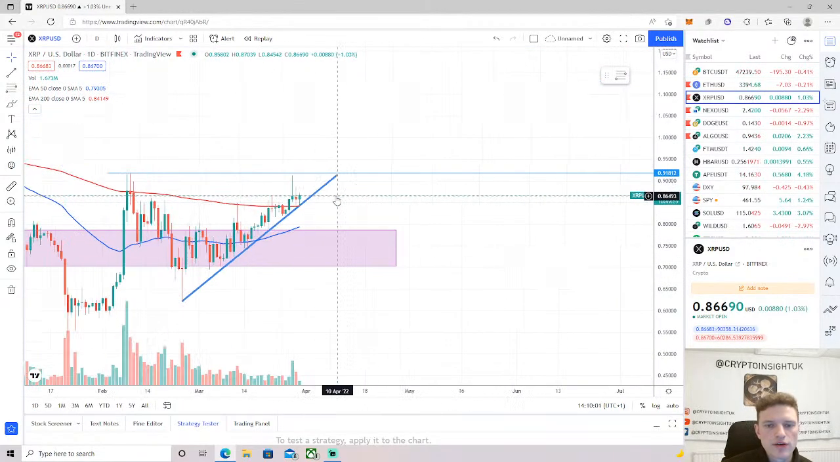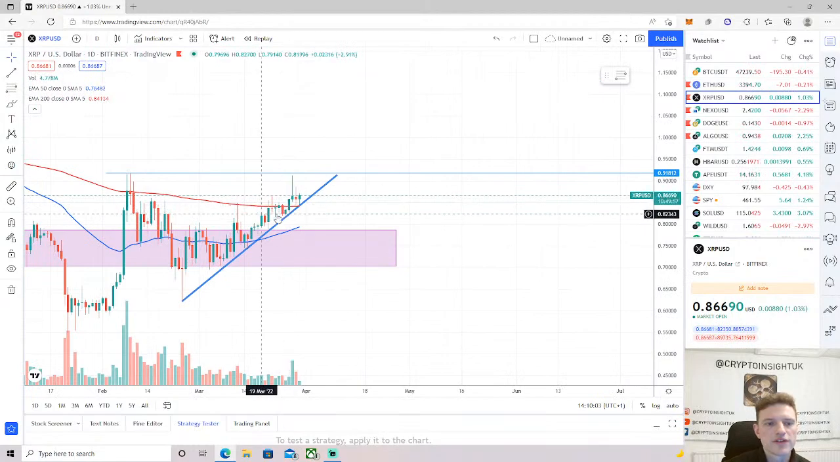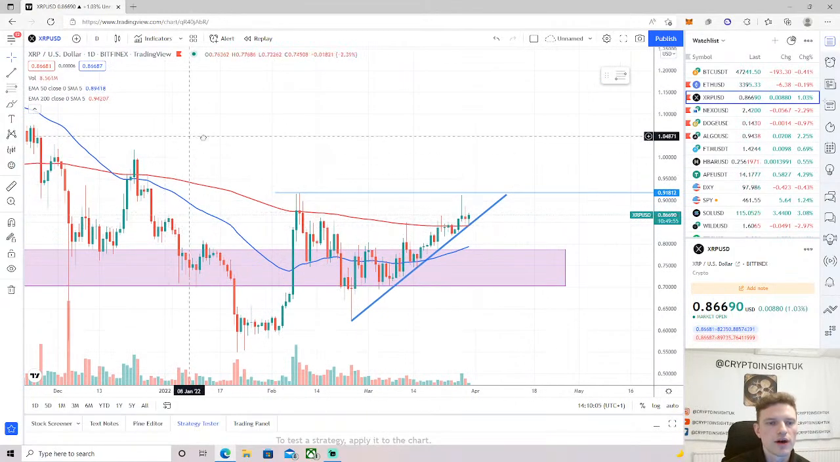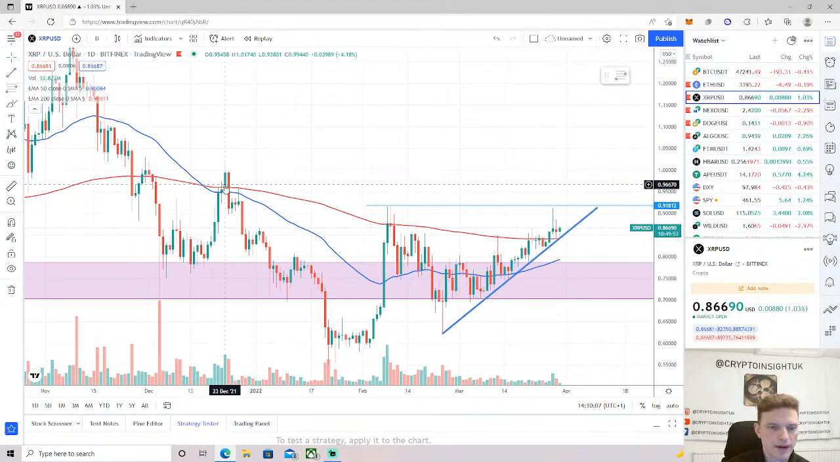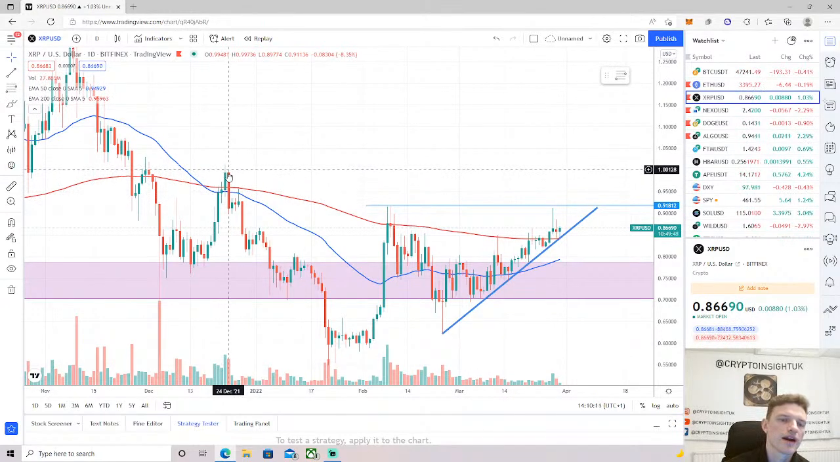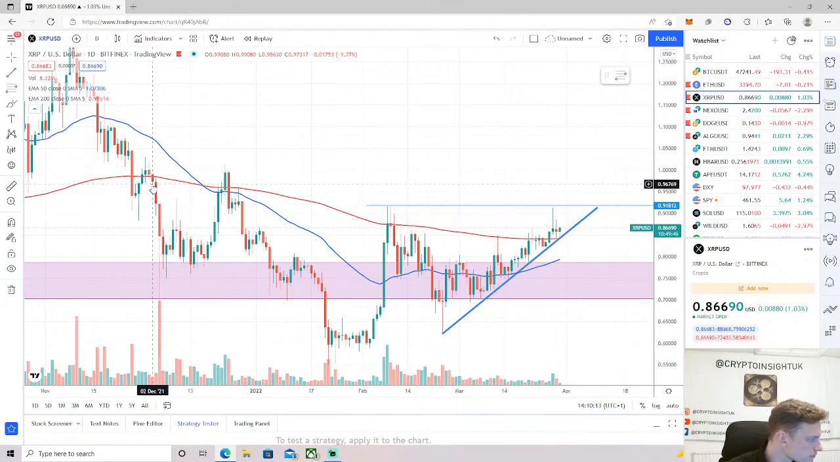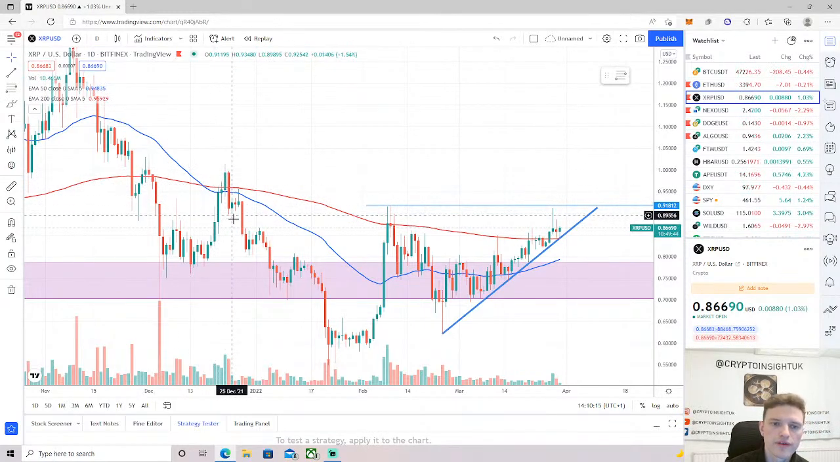But what is quite cool here is we have managed to break above this 200, which we haven't done for a little while. Look, if we look back, the last time we did it was back on the 23rd of December. It was kind of a fake out though, because again we had an engulfing candle, but it was a red one.